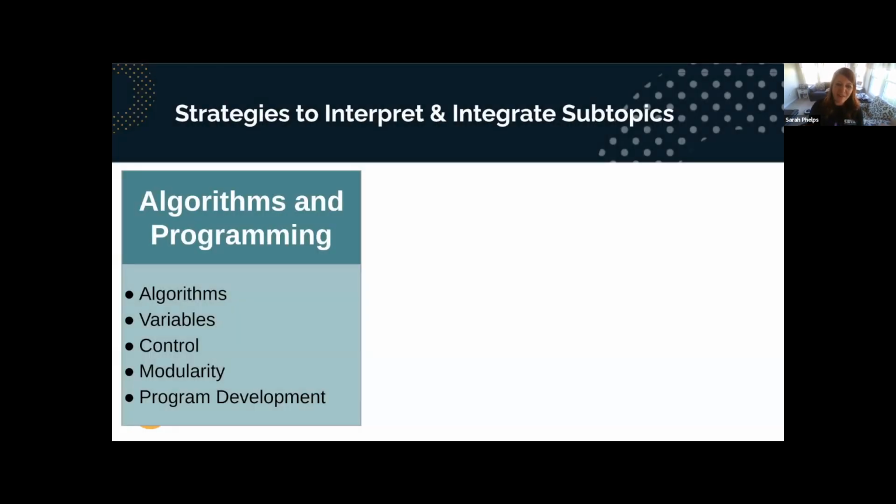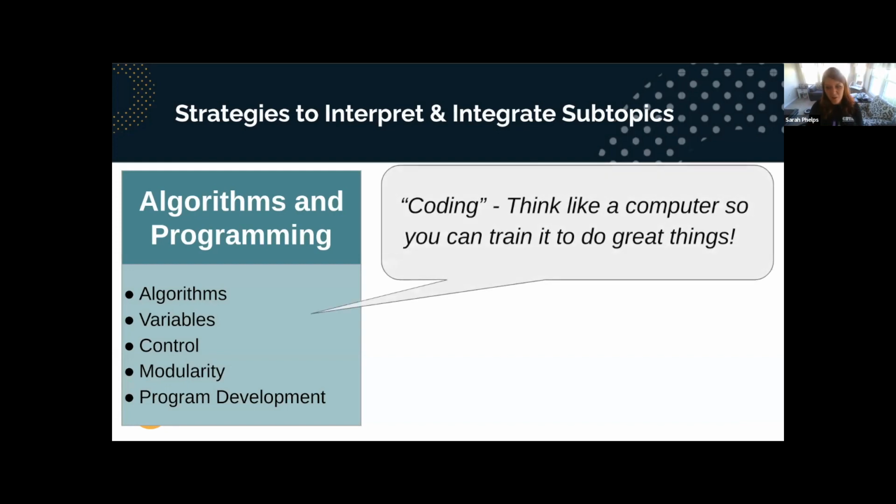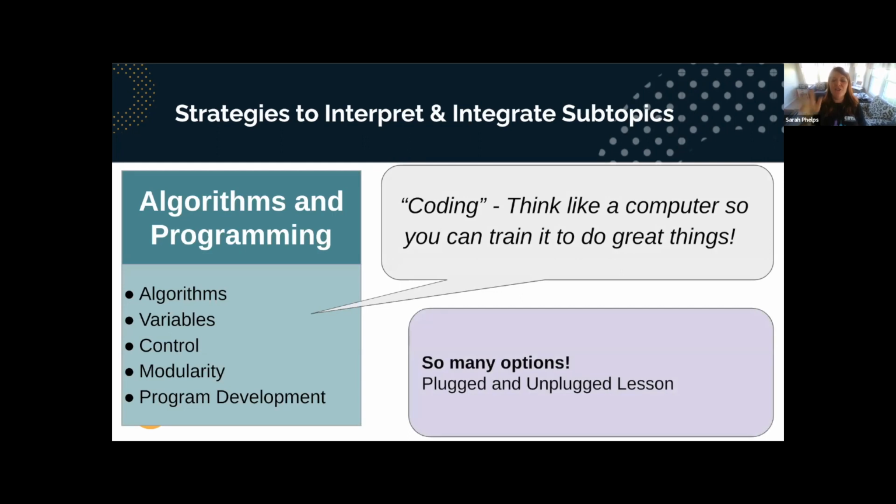Algorithms and programming, this is your coding, okay? So think like a computer so you can train it to do amazing, awesome things. There are so many options. And we're going to talk about some of those at the end here. I didn't even get all of them on there. I tried to stick to the ones that are generally free just because there are so many great resources here. Because this is probably the one that you're thinking, I don't know anything about this, and that's okay.